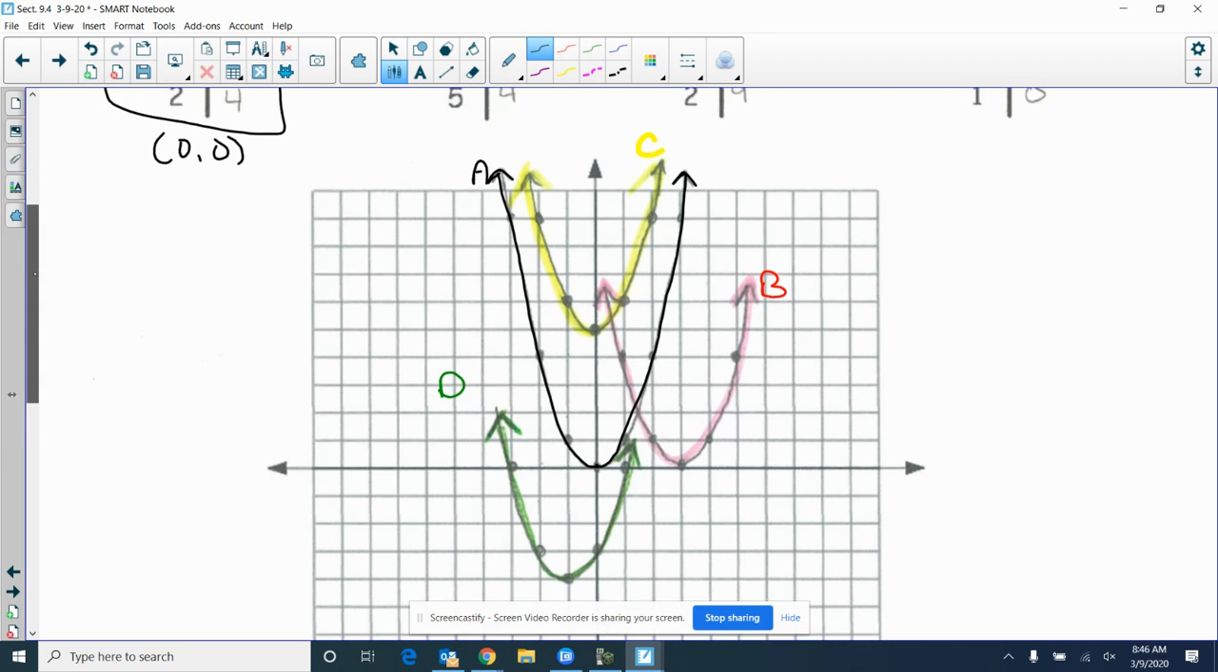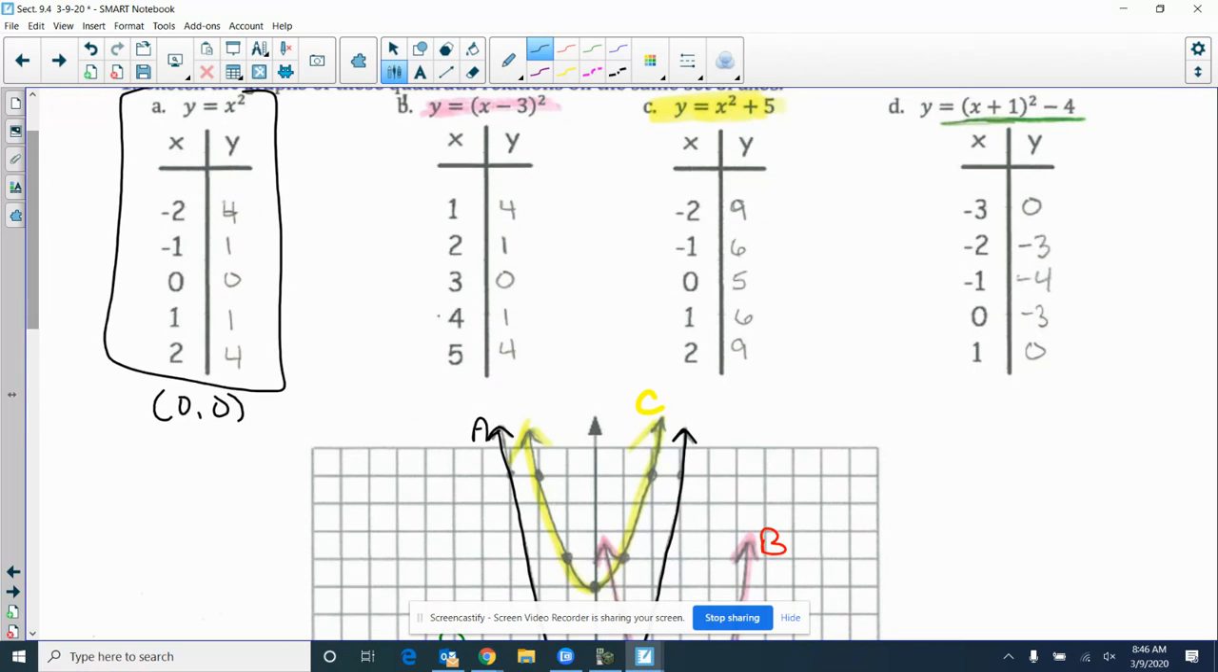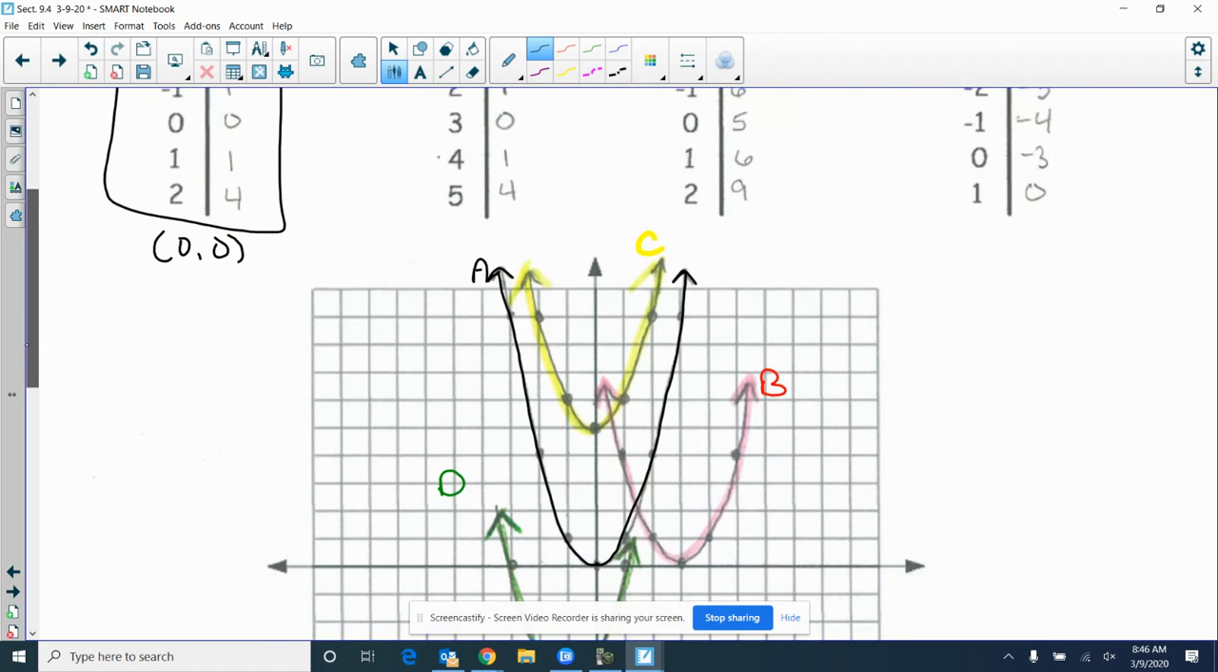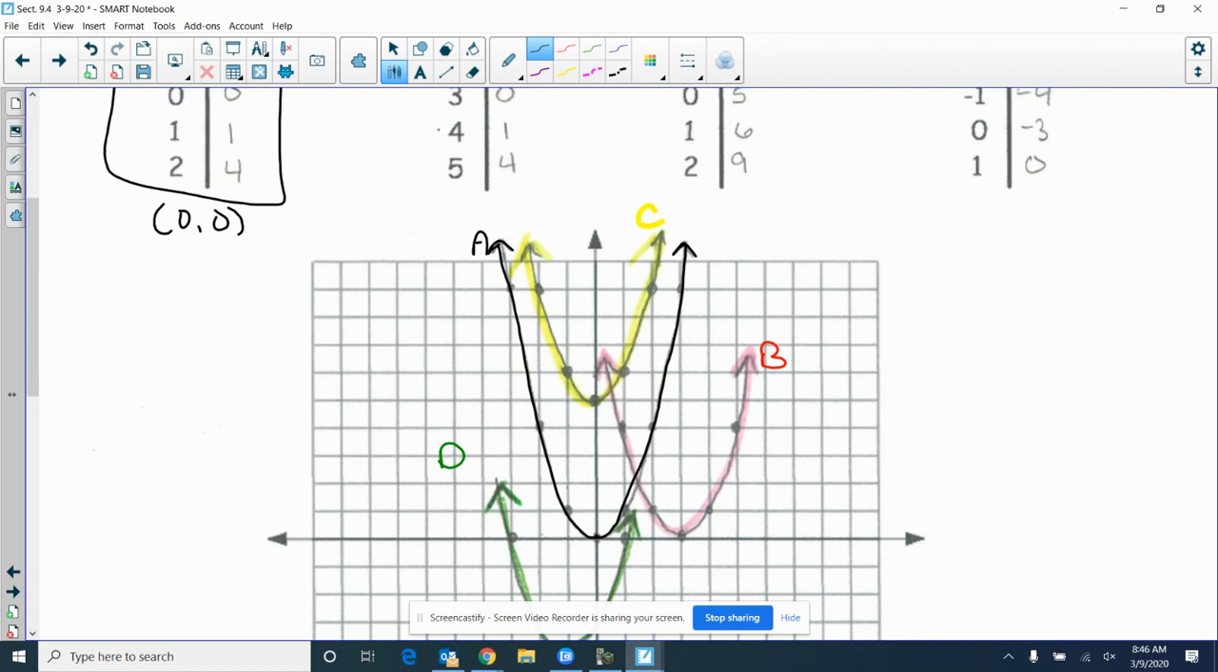What are the coordinates for the vertex of B? As you take a look at that one, which is the red one. What are the coordinates of that one? Either on your paper or up here. Okay, what do you got for it? 3, 0. So I'm just going to put that at the bottom. That's your vertex. How about for C? What's my vertex for C? 5, 0, or 0, 5. 0, 5. Okay.